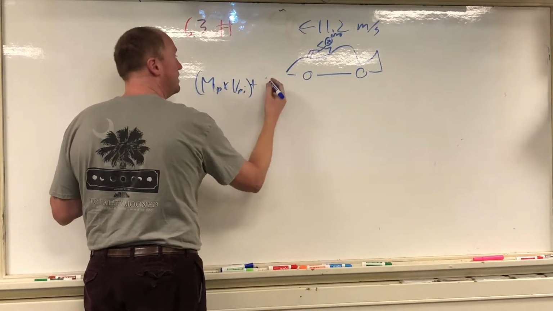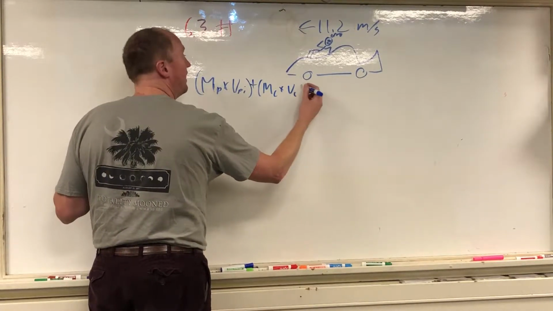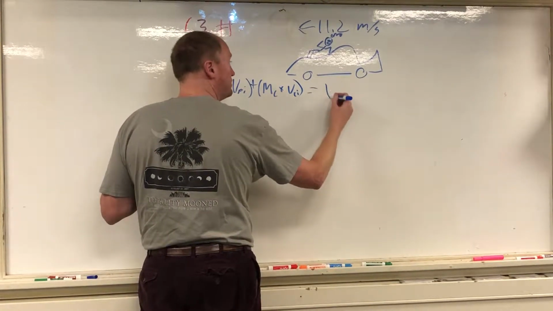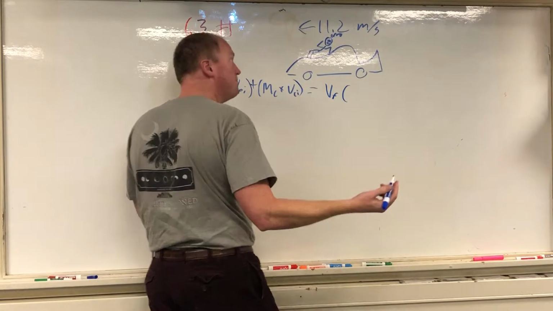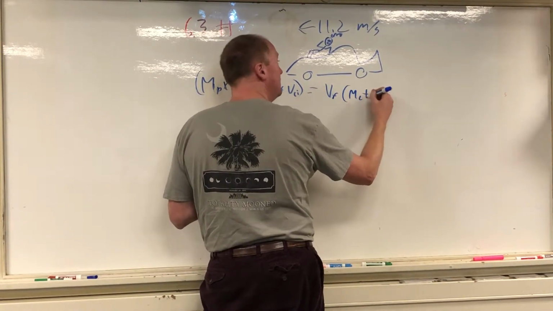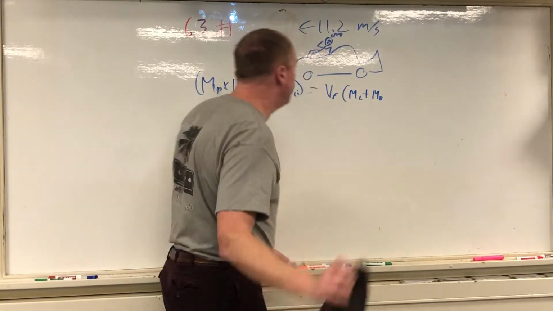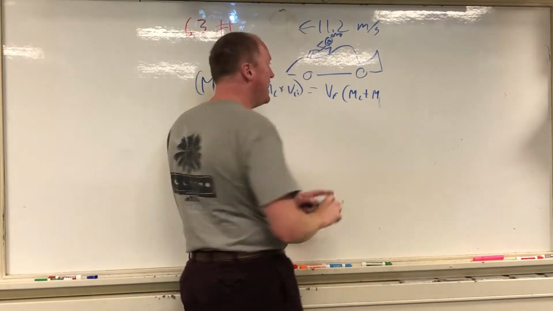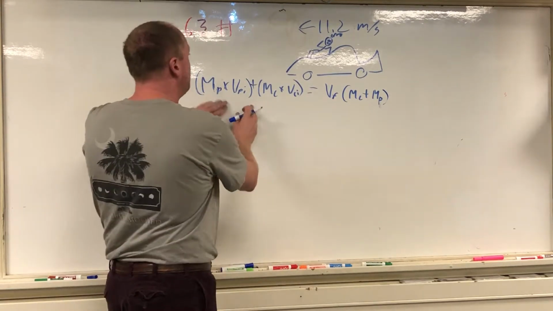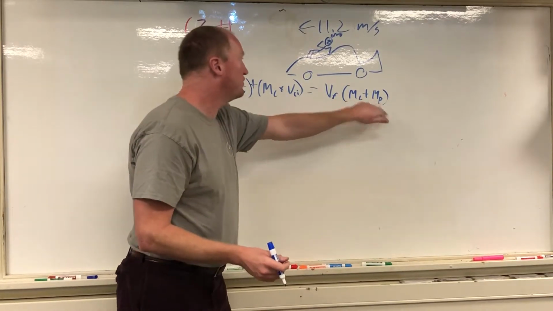plus the mass of the car times the velocity of the car initially is going to equal the final velocity of the combined mass. The combined mass has a mass of the mass of the car plus the mass of the person. So two objects become one object. What's the velocity of that one object? The car with you on it.